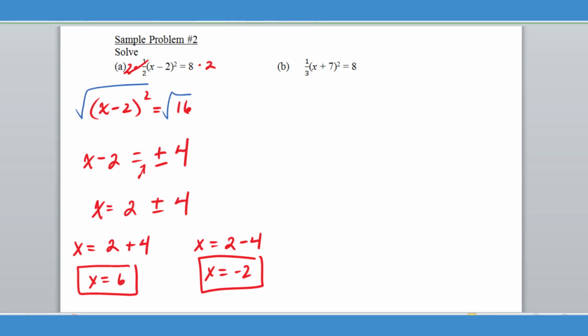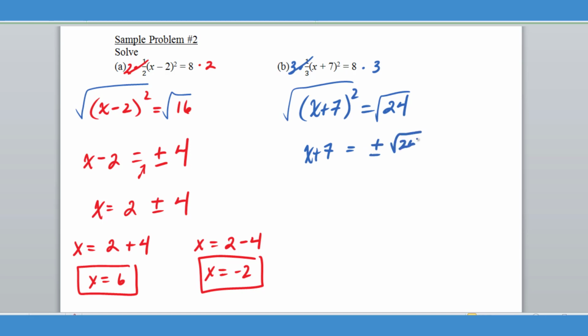Alright, let's take a look at the next one. Again, we're going to eliminate this fraction immediately by multiplying times the reciprocal, which is going to give us x plus 7 squared equals 24. Then we'll take the square root of both sides, giving me x plus 7 equals plus or minus the square root of 24. Now notice this time the square root of 24 is not a perfect square, so when I subtract 7 from both sides, I cannot directly combine those terms because they're not like terms.